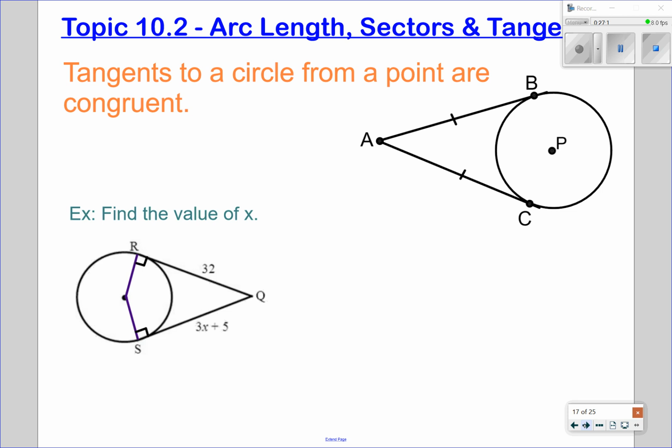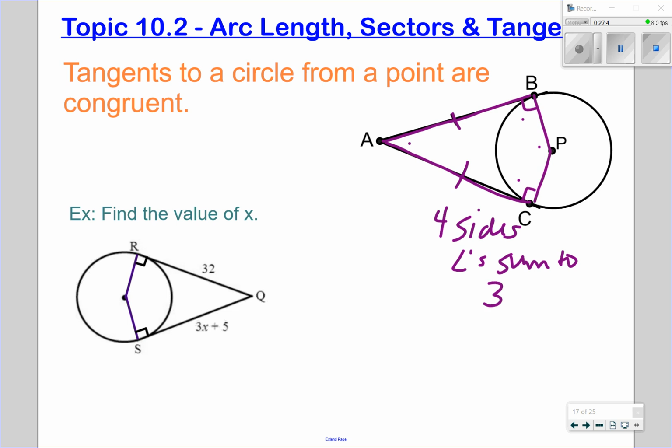Last bit of new material, if you will. If you have two tangent lines, so this would be tangent and perpendicular, this would be tangent and perpendicular, these two tangent lines are actually equal to each other. And this is now a four-sided figure where we have 90, 90, and then we have two more angles. And if you remember back to, I forget what topic number, but quadrilaterals, a four-sided figure means that angles sum to 360. Just a little fun fact there.